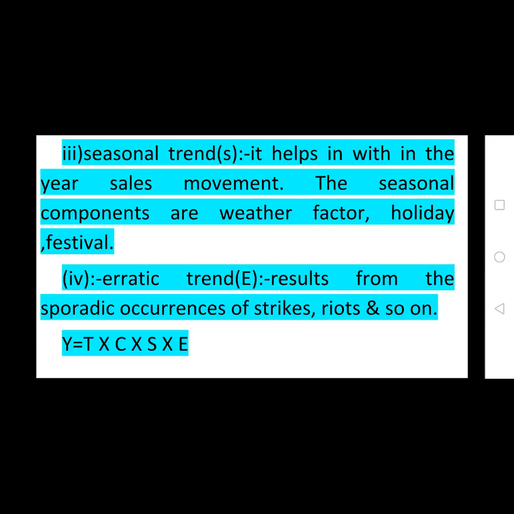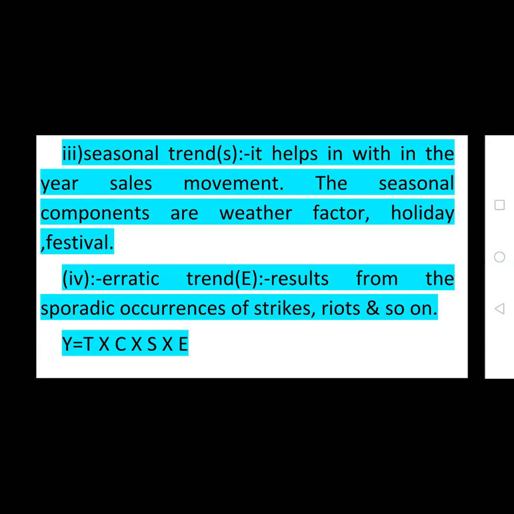Next is the seasonal trend. The next major component is seasonal trends. There are different seasons, like summer, winter, and spring. Depending upon the season, the demand for the product also changes. For example, take sweaters or woolen clothes. Woolen clothes demand is high in winter compared to the summer season, or cotton clothes demand is more in summer compared to other seasons.